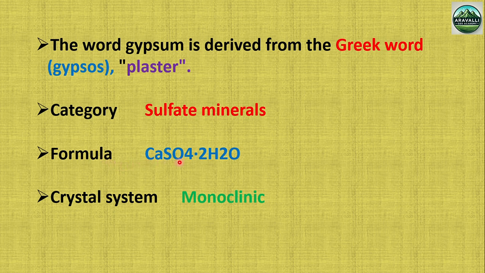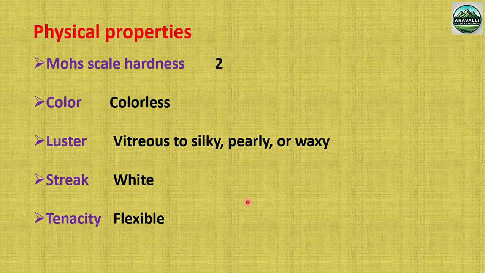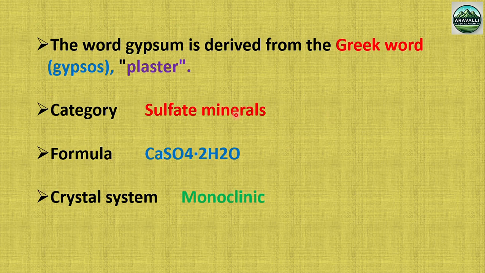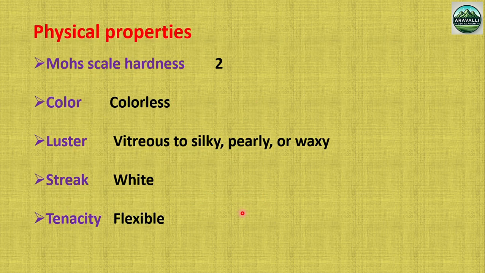The formula of mineral gypsum is CaSO4.2H2O. The crystal system of gypsum is monoclinic. So in this slide there are two important things: one is the chemical composition, CaSO4.2H2O, and the other is the crystal system, monoclinic.